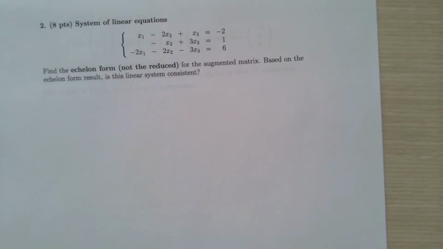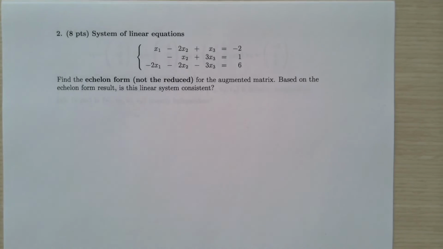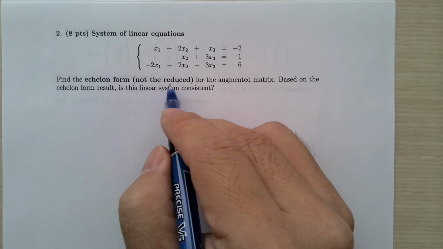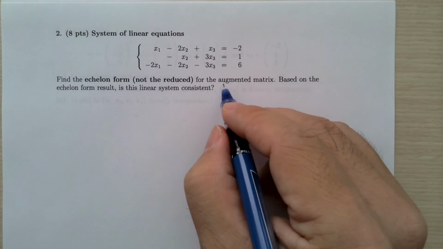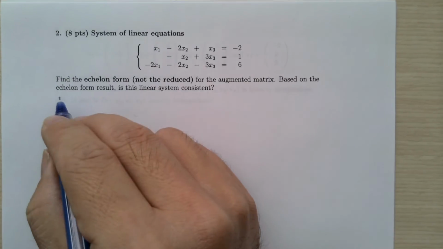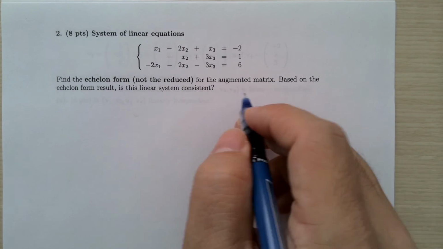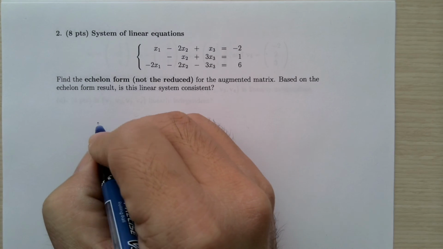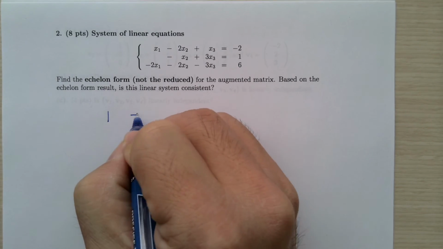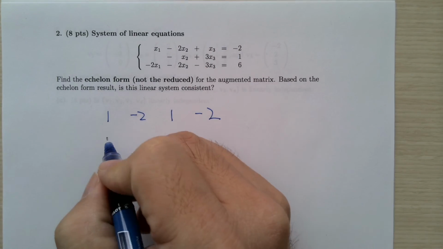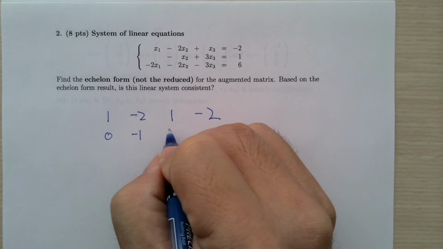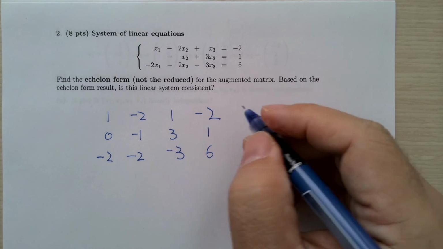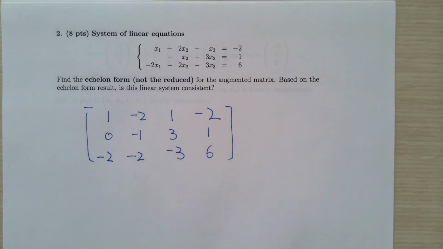Now the second problem is simpler. We have a linear system. Figure out its echelon form, not the reduced one, for the augmented matrix, and then based on the echelon form result, is this system consistent or not? This is basically a repeat of the previous example. So 1, -2, 1, -2, 0, -1, 3, 1, -2, -2, -3, 6, right? So this is the augmented matrix.